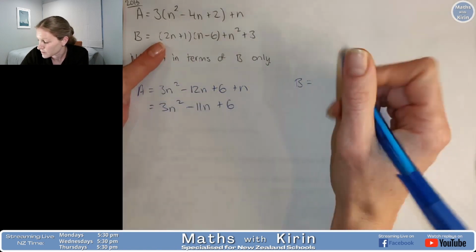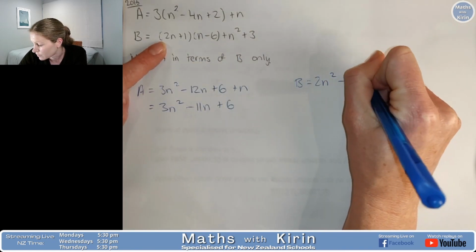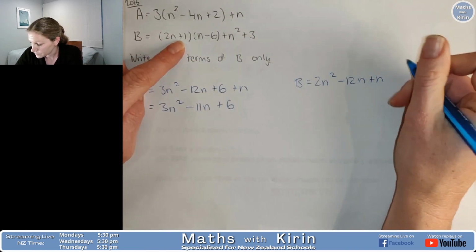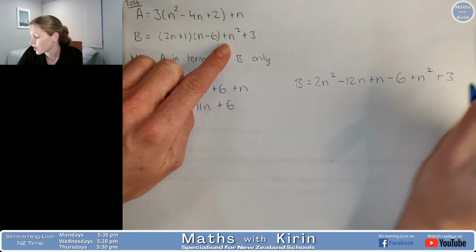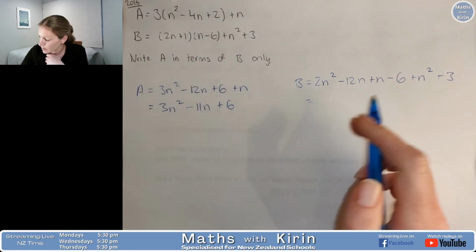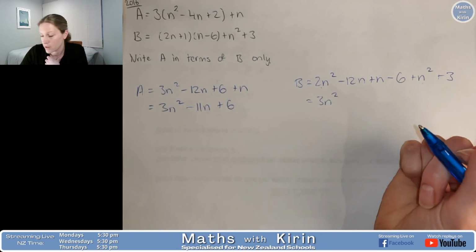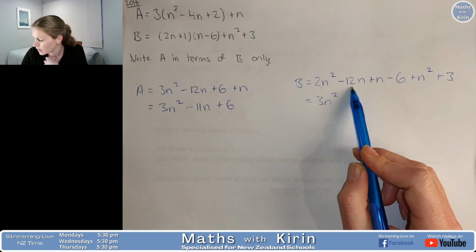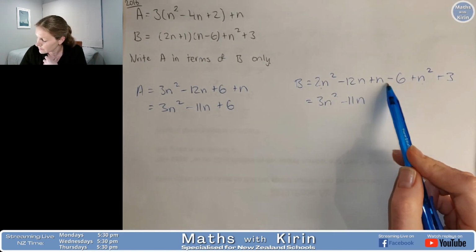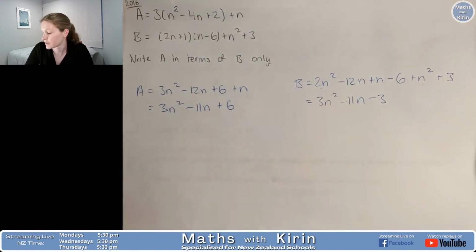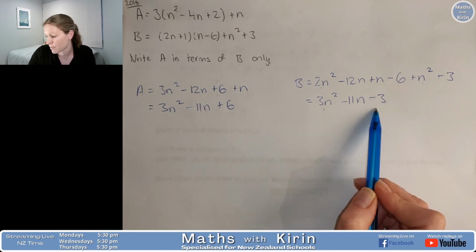We go this side and we expand out the b. So we've got 2n times n, which is 2n squared. 2n times negative 6, negative 12n. 1 times n, and 1 times negative 6, plus our n squared and our 3. And then tidying this up, 2n squared plus n squared is 3n squared. Negative 12n plus n is negative 11n. And then negative 6 plus 3 gives us negative 3. Okay, so b is equal to 3n squared minus 11n minus 3.